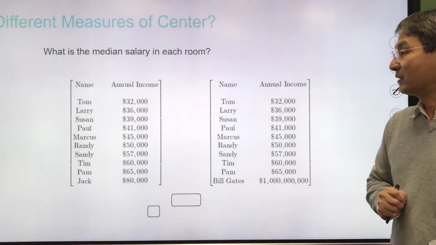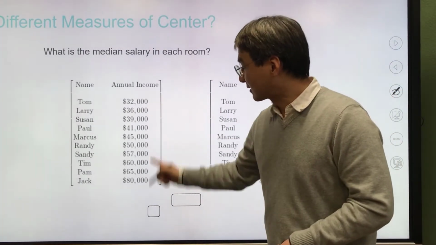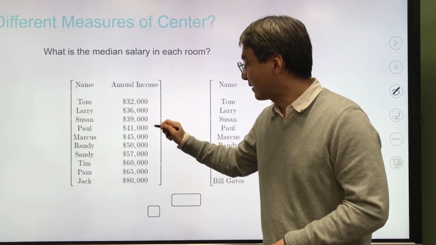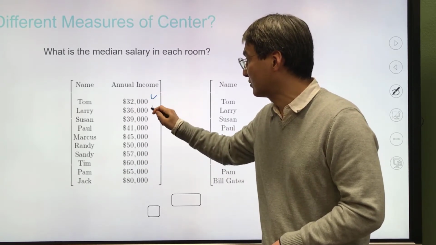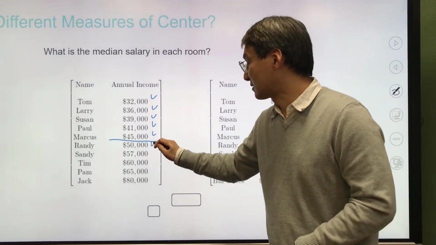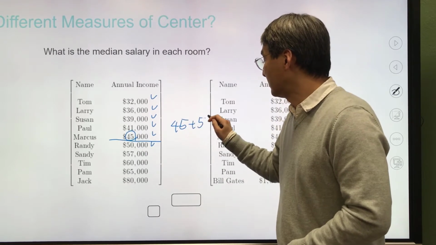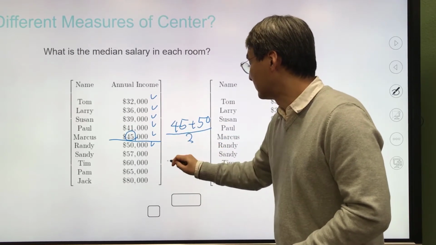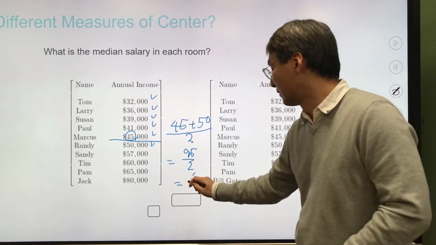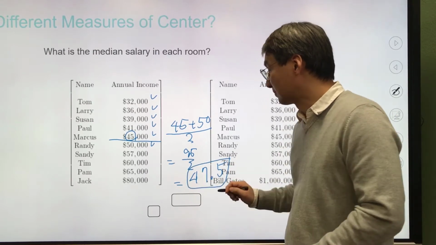So let's find the median for these two sets of data. In the first, there are 10 data points, so the midpoint is between the 5th and 6th. 1, 2, 3, 4, 5, right there. This is a 6. Therefore, 45 plus 50 divided by 2. This is 95 divided by 2. Therefore, this is 47.5. This is the median.